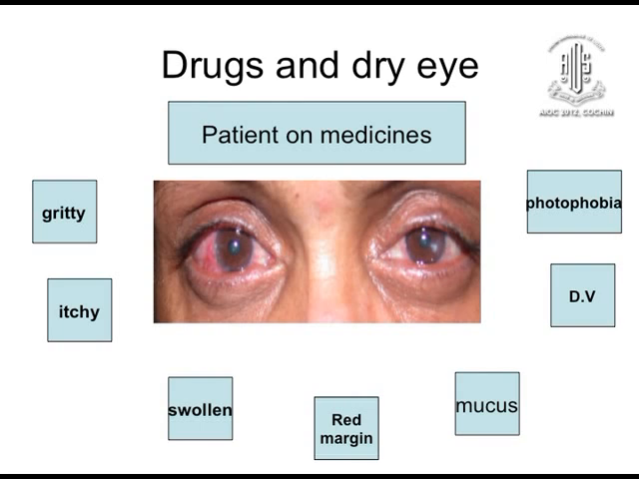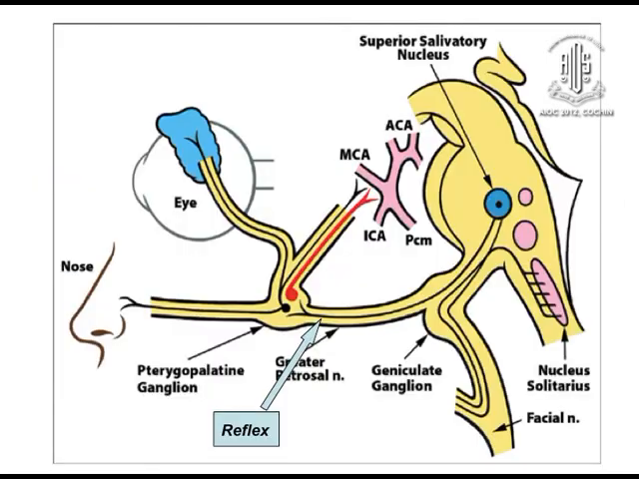Whenever a patient comes to OPD who is on multiple drugs and medicines, and complains of gritty eyes, itching, and swollen eyelid margins, probably he is suffering from dry eye because of the drugs. Why should drugs affect the tear secretion? Because the tear secretion comes through the central nervous system.